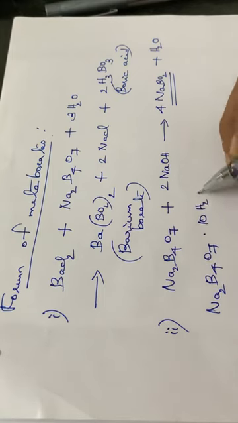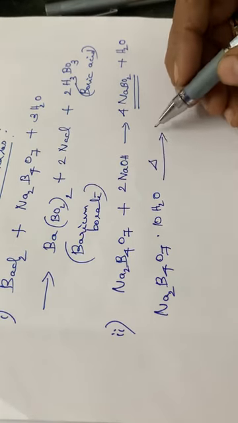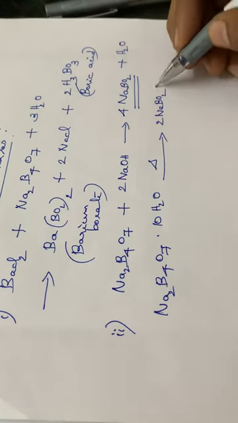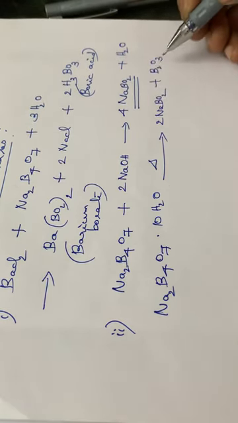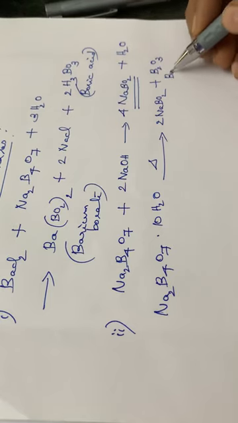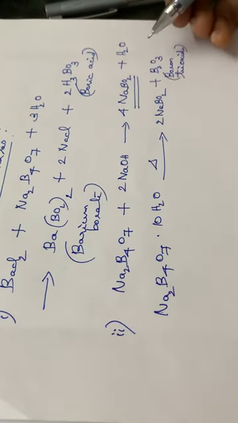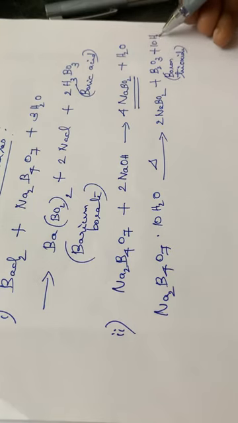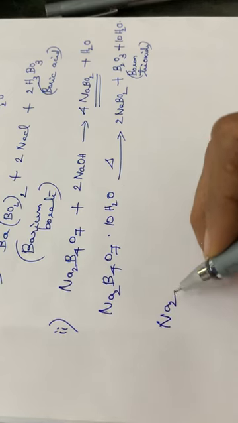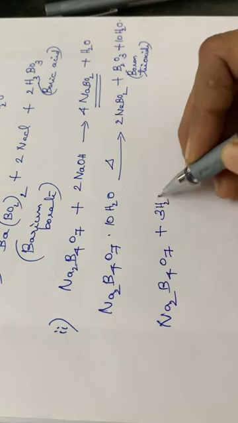Na2B4O7.10H2O, that is the borax, with water of crystallization. On heating, we will be having 2NaBO2, that is sodium metaborate, plus B2O3. B2O3 is boron trioxide, or we can say diboron trioxide. Simply it is boron trioxide, plus 10H2O.